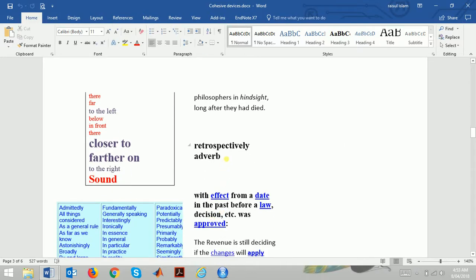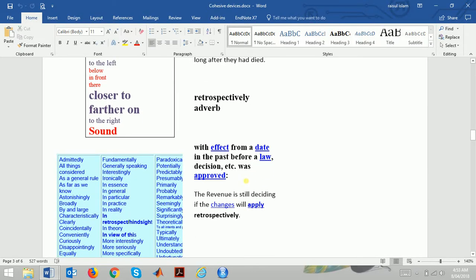Retrospectively, adverb: with effect from a date in the past, before a law, decision, etc. was approved. The revenue is still deciding if the changes will apply retrospectively. So, with effect from a date in the past, before a decision was approved, the revenue is still deciding if the changes will apply retrospectively.